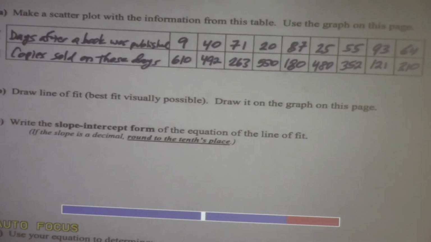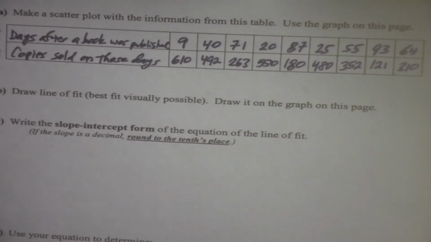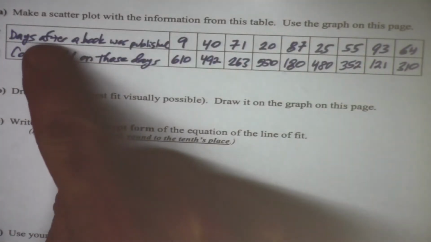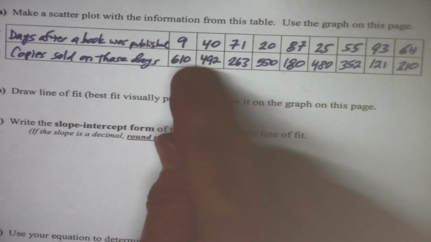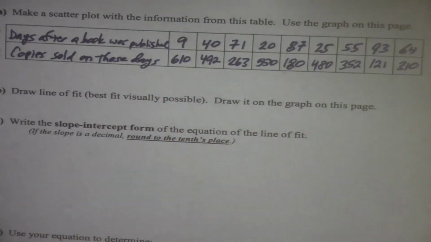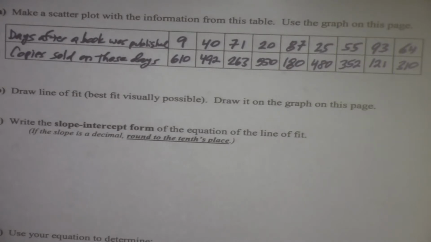Here's an example of making a scatter plot, and this time not with nice, easy numbers to work with, but ones that will cause a decimal slope and a few other things like that. So, make a scatter plot with the information from this table. The scenario I'm making up is a book is published, and these are the number of days after it was published, and these are the number of copies that were sold on those days. Let's see if there's a trend to that, if there's some kind of systematic thing happening.